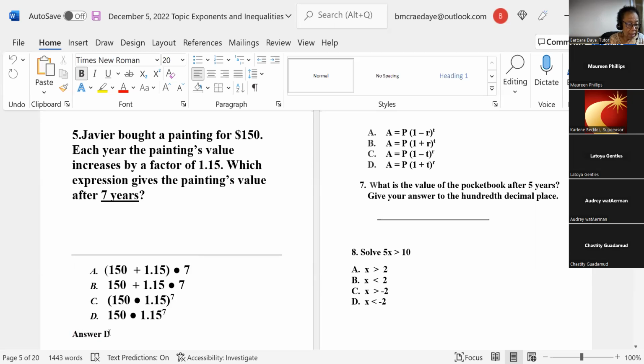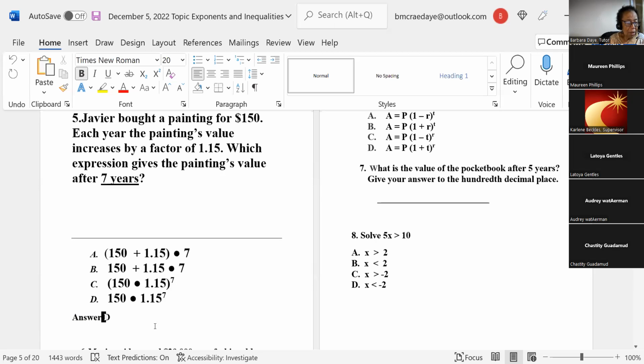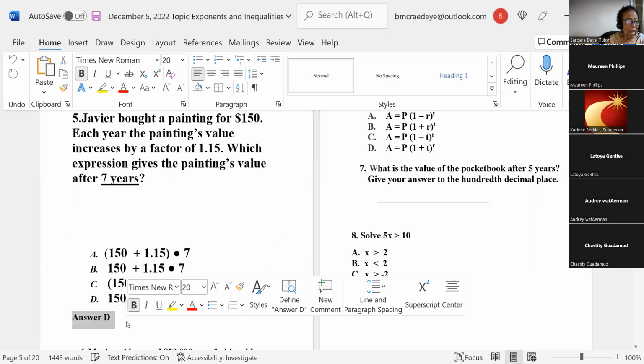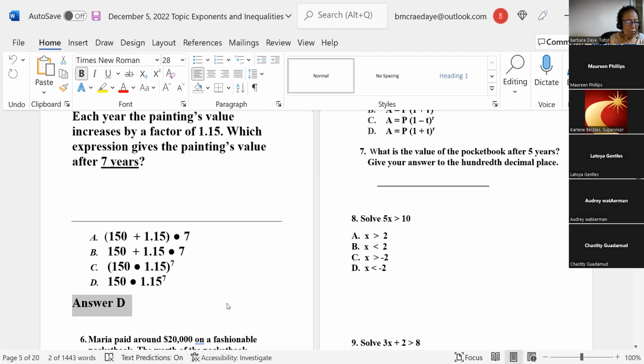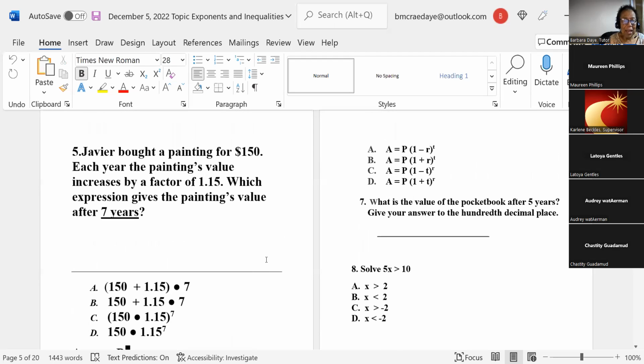Remember, it's never plus. You're always multiplying your original by a factor. Sometimes you find that factor when you're given the percent: you add 1 to the percent as a decimal. But this time I gave you the factor, so you didn't have to calculate it. I could have said it increases by 15%, and then you would have had 1 plus 0.15 and raised that to the power. Okay, questions on number 5.